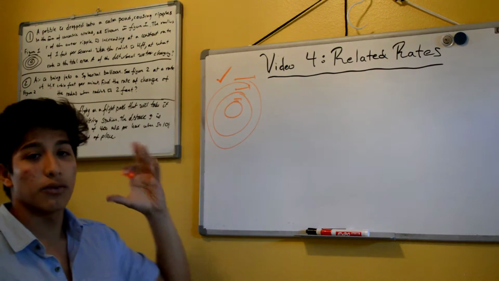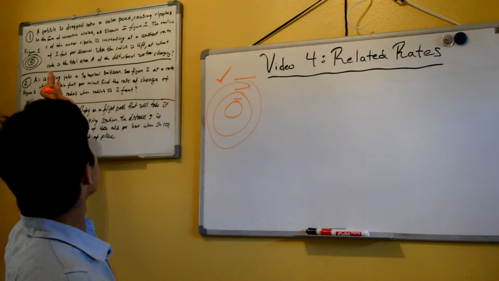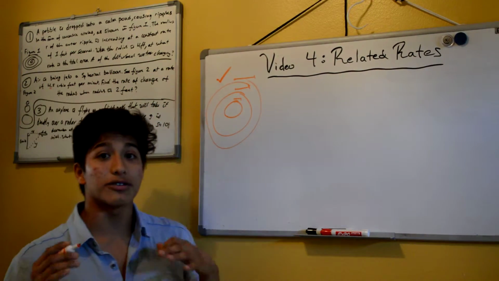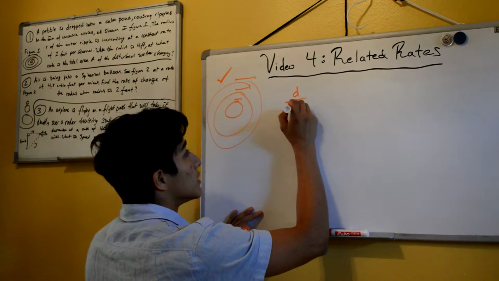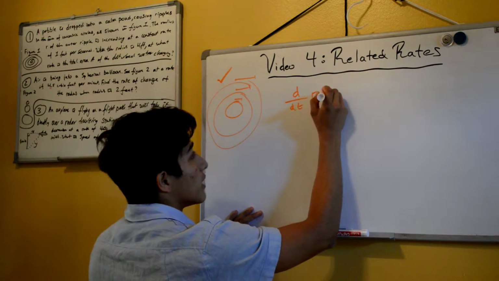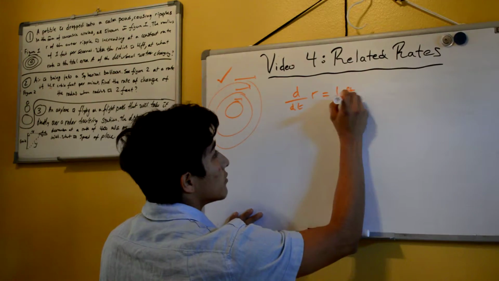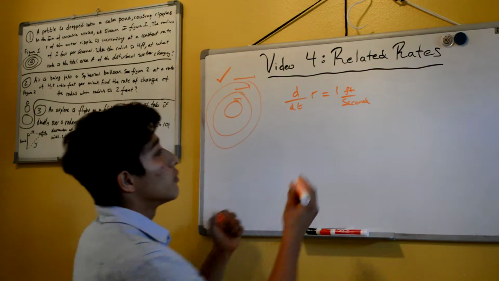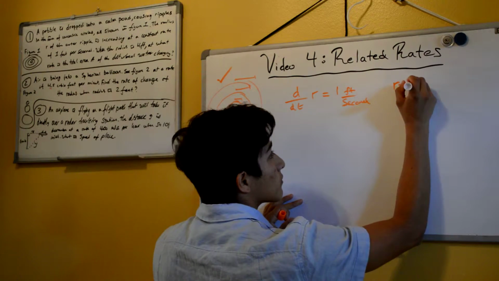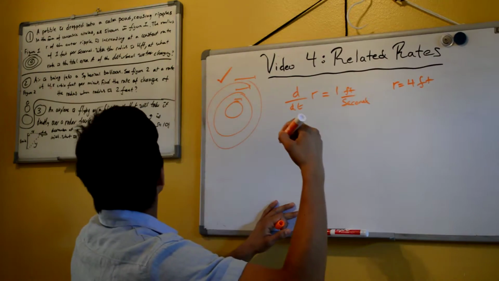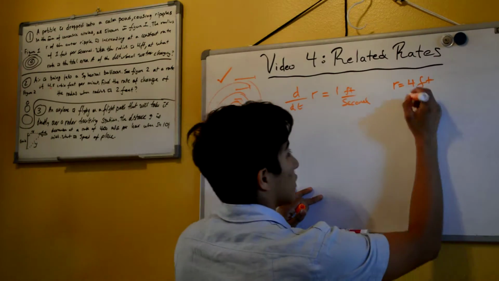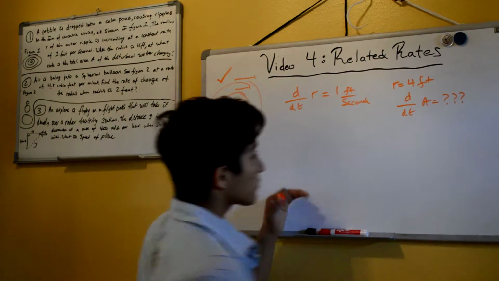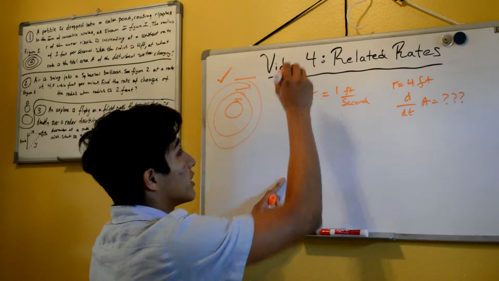Step 2 is write down your givens, alright? So it tells us that the radius r of the outer ripple is increasing at a constant rate of 1 foot per second. So that means d dt of the radius is 1 foot per second. Okay? And it also tells us when the radius is 4 feet, what is the rate of the total area changing, right? So d dt of area. We're trying to find this. So here, step 2, write down your givens, check.